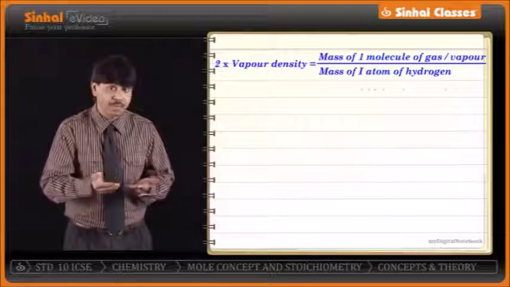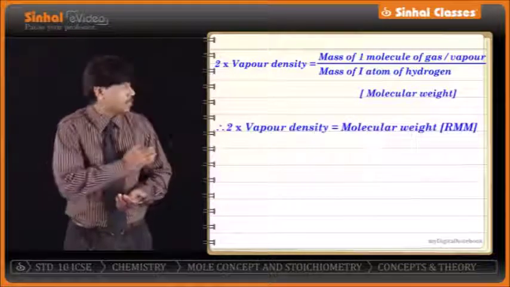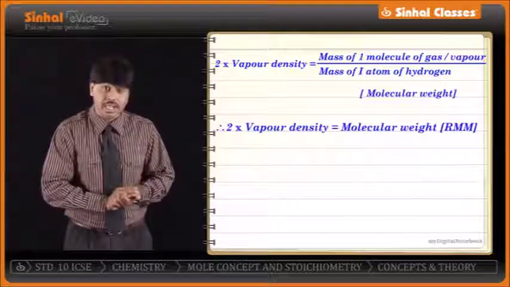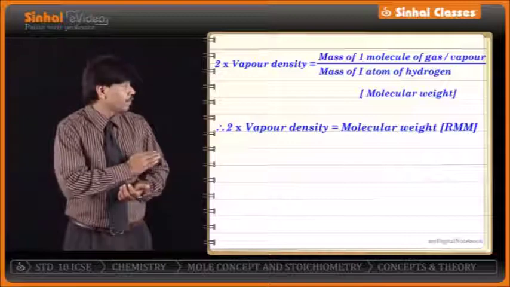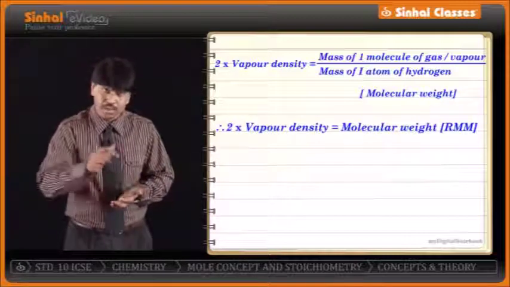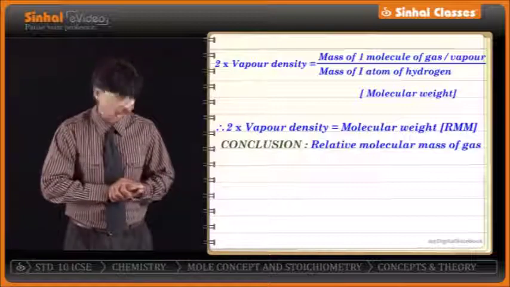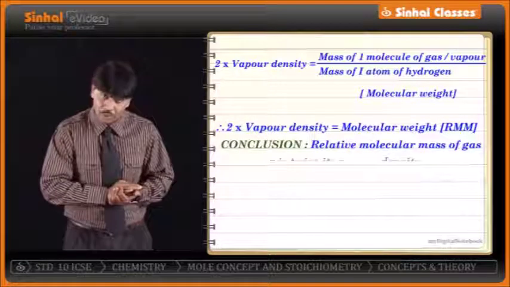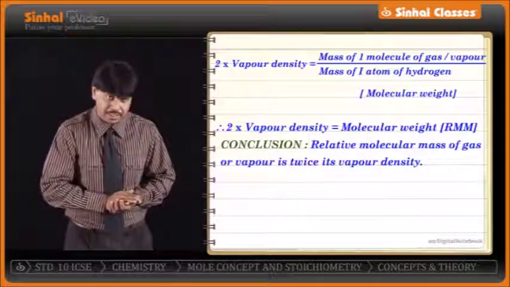But this is nothing else but molecular weight. So twice the vapor density, that is 2 into vapor density, is equal to molecular weight, that is RMM, relative molecular mass. So what conclusion have we drawn from here? That is, relative molecular mass of a gas or vapors is always twice its vapor density.